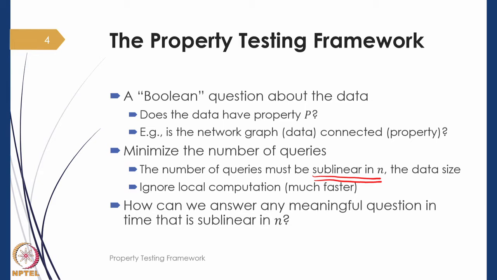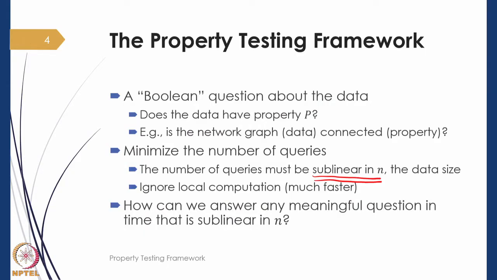Clearly, the data is in the cloud because it is large and does not fit within the local computer. So allowing the local computer to read the entire data set before answering the question would defeat the purpose. So that is the crucial reason why we insist on the number of queries being sublinear in n.